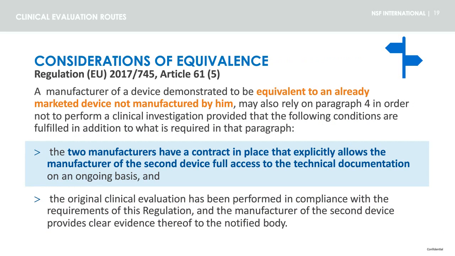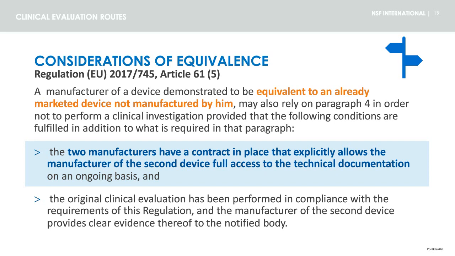If the equivalence route is an option for your clinical evaluation, you should take into account the requirements stated in paragraph 5 of Article 61. In case of an equivalent device which is manufactured by another company, the two manufacturers shall have a contract in place that explicitly allows the manufacturer of the second device full access to the technical documentation. It's important to consider that a contract between two potential competitors to allow access to the technical documentation of the device is very unlikely to be prepared.